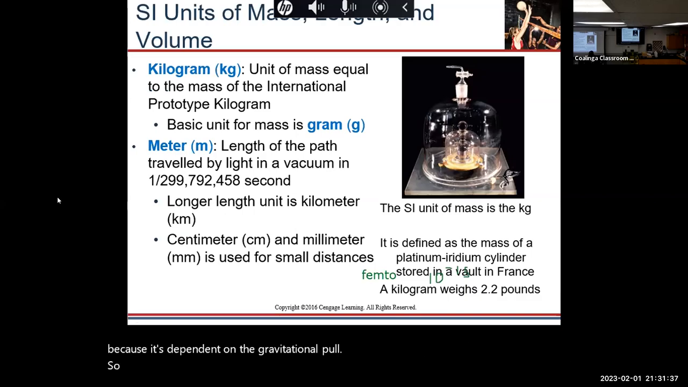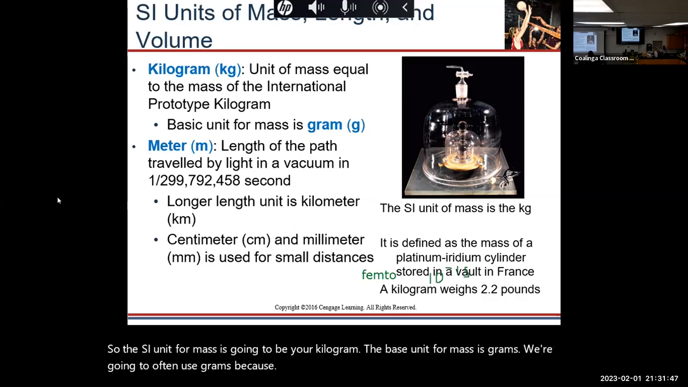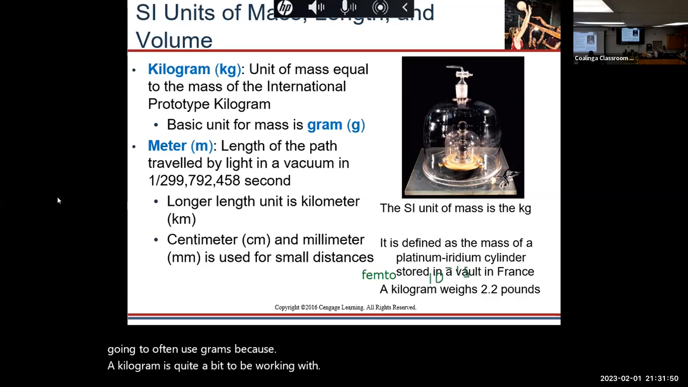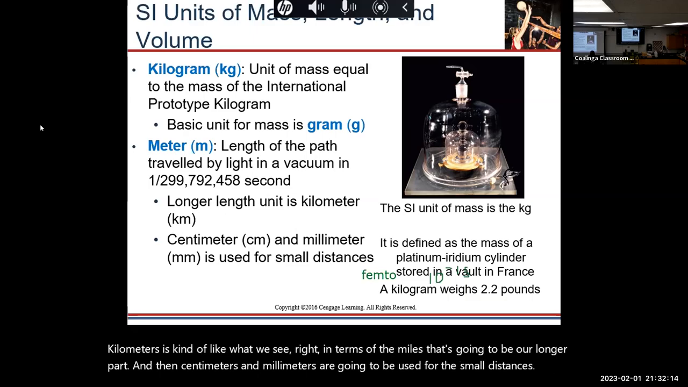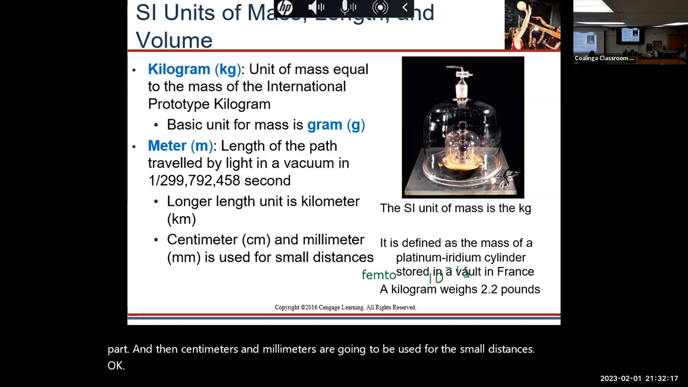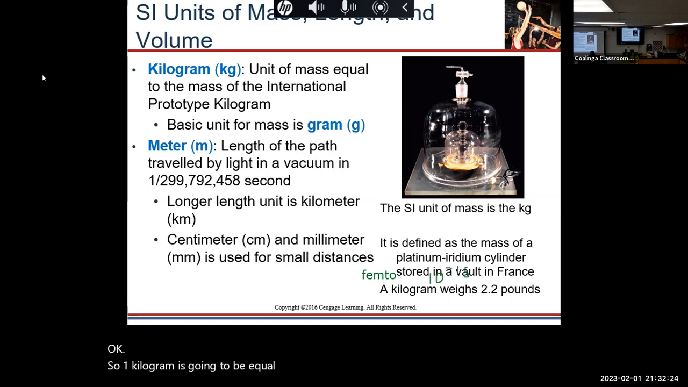So the SI unit for mass is going to be your kilogram. The base unit for mass is grams. We're going to often use grams because a kilogram is quite a bit to be working with. Okay. In terms of length, meters is going to be our SI unit. Kilometers is kind of like what we see, right? In terms of the miles, that's going to be our longer part. And then centimeters and millimeters are going to be used for the small distances. Okay. So 1 kilogram is going to be equal to 2.2 pounds.